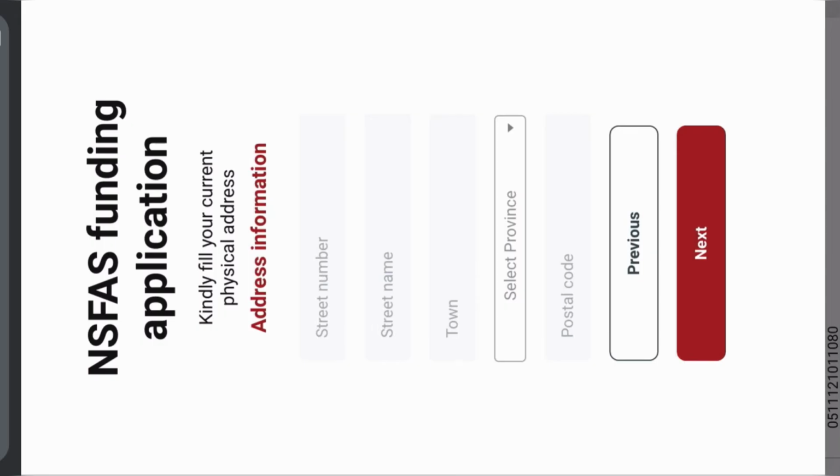After you click on next, obviously this is where they're going to ask for your physical address. Where do you live? You're going to give us your street number and the street name and the town that you're located in. Then you select the province that you're in. If you're from Free State, for example, you're going to select Free State. If you're from Gauteng, you do that. Then after that, you type in your postal code. Then you will click on next.